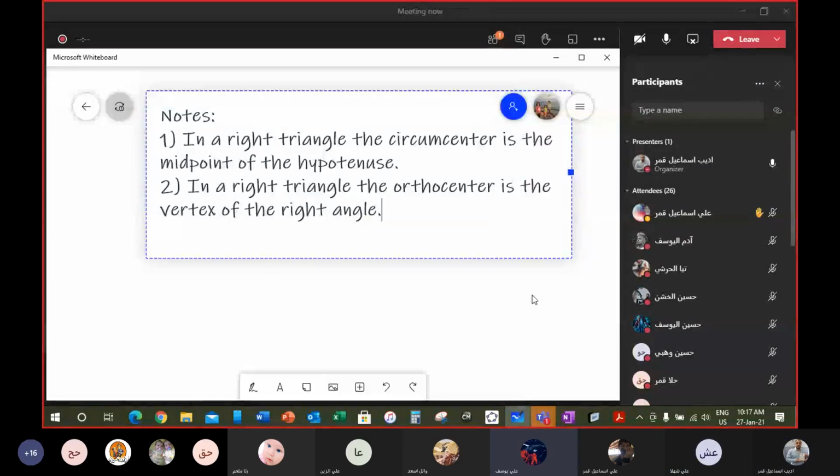Professor, I didn't understand the second note. In the right triangle, the point of intersection of the heights is the vertex of the right angle. It means it lands on the point of intersection of the sides of the right angle. That is the orthocenter.